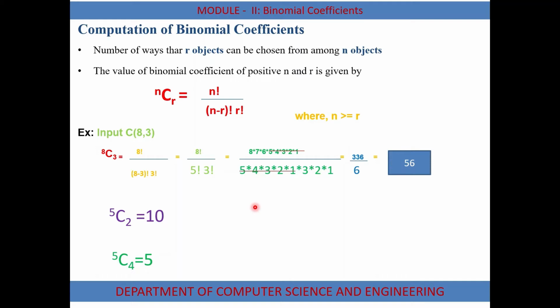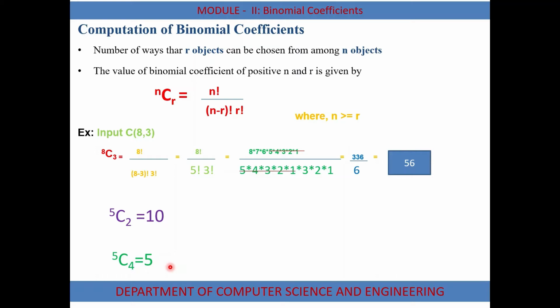In the same way, 5C2 is equal to 10. 5C4 is equal to 5. For example, 10C10 is equal to 1. 5C5 is equal to 1. If both n and r are the same, then the result is 1.